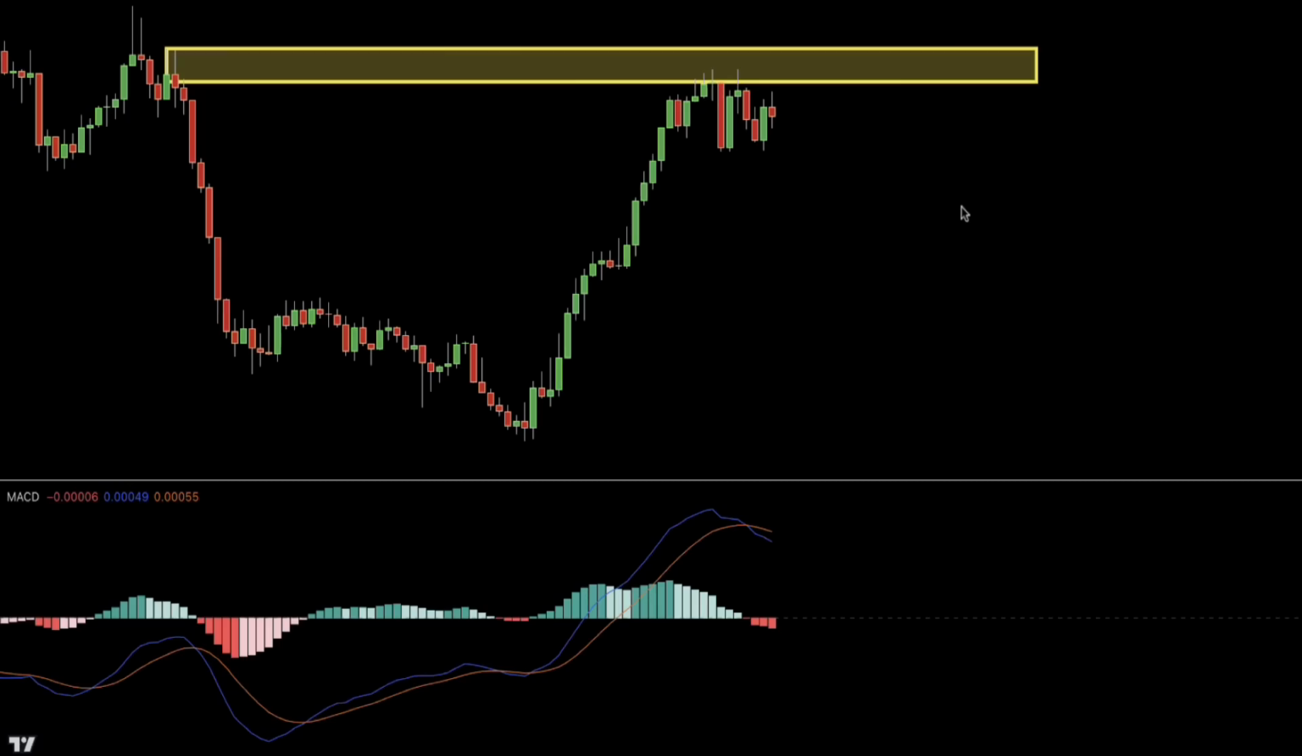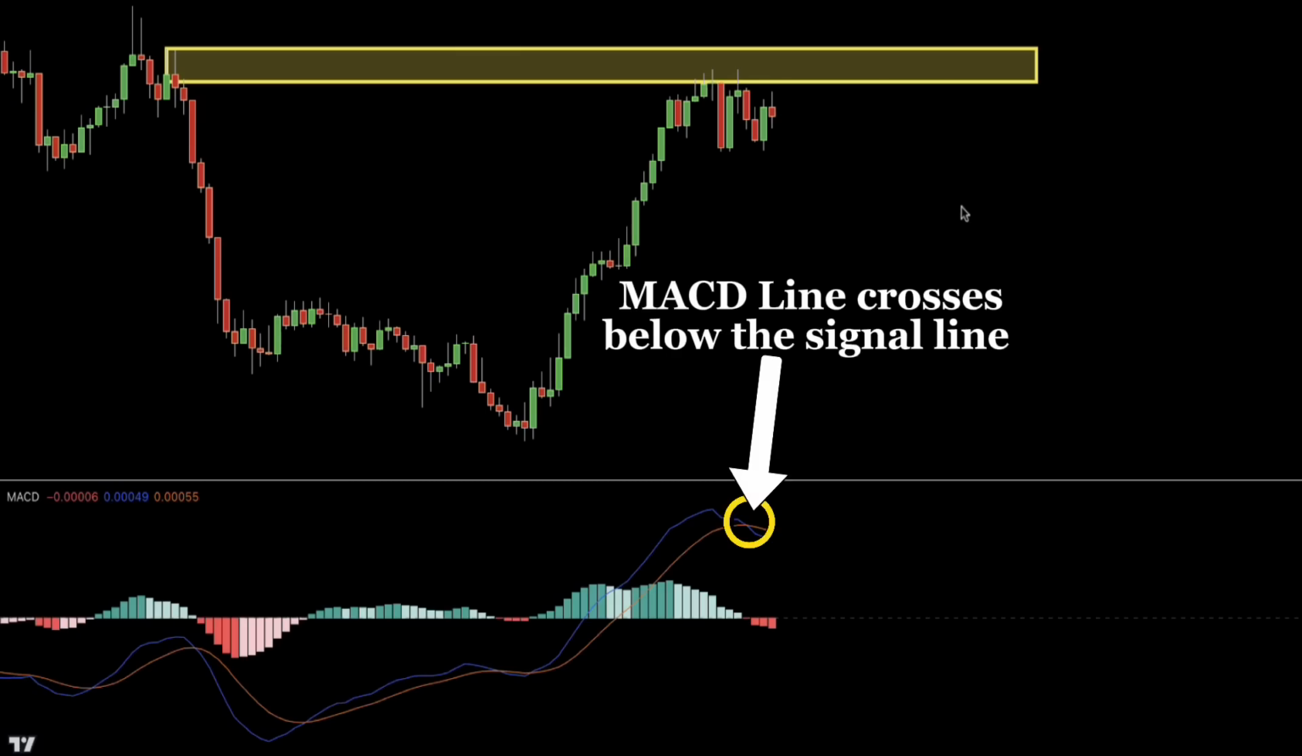Now, let's integrate the MACD indicator for confirmation. As the market returns to this supply zone, notice how the MACD line crosses below the signal line. This bearish crossover is a signal institutional algorithms take seriously. It confirms a sell opportunity.